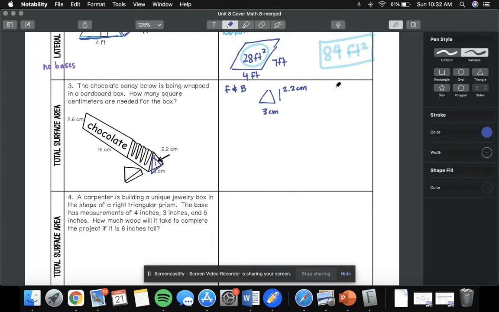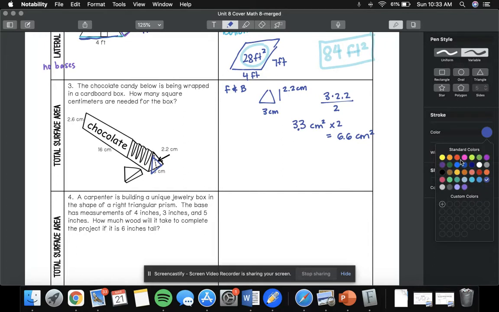Okay, so what I'm going to do is I'm going to do the rectangle. So I'm going to do 3 times 2.2, and then it is a triangle, so I'm going to cut that in half. So 3 times 2.2 is 6.6. 6.6 divided by 2 is 3.3 square centimeters. Okay, but we also have the front, we also have the back. So we are going to go back and double that, and we do get 6.6 total square centimeters. All right, now we have the left and the right side.